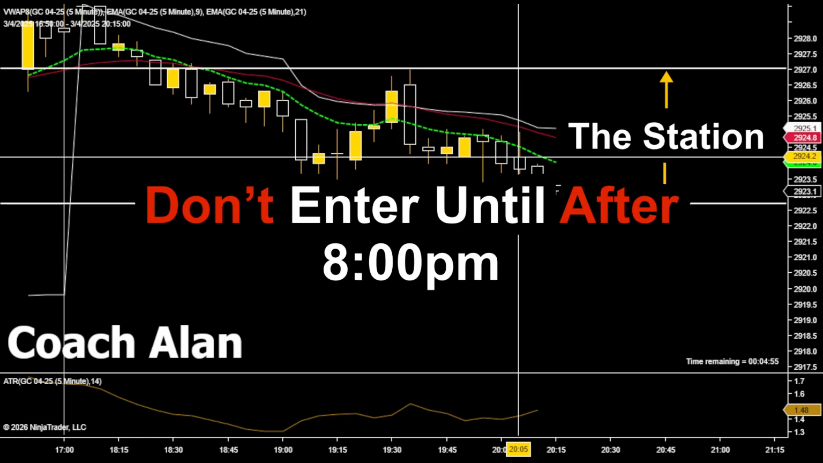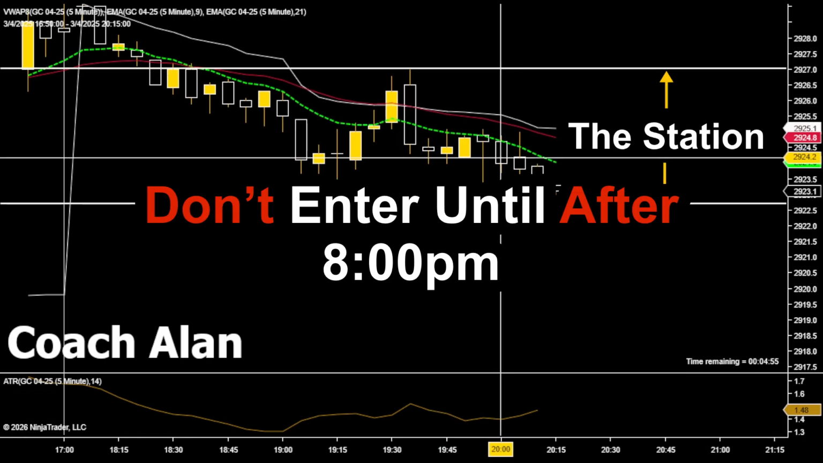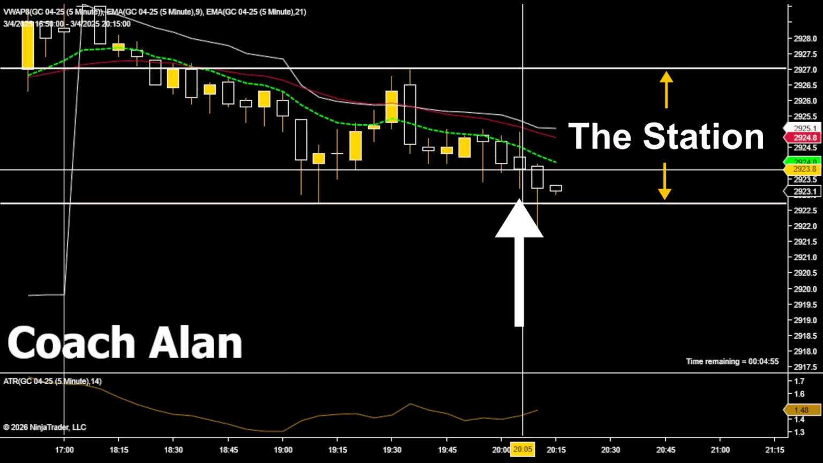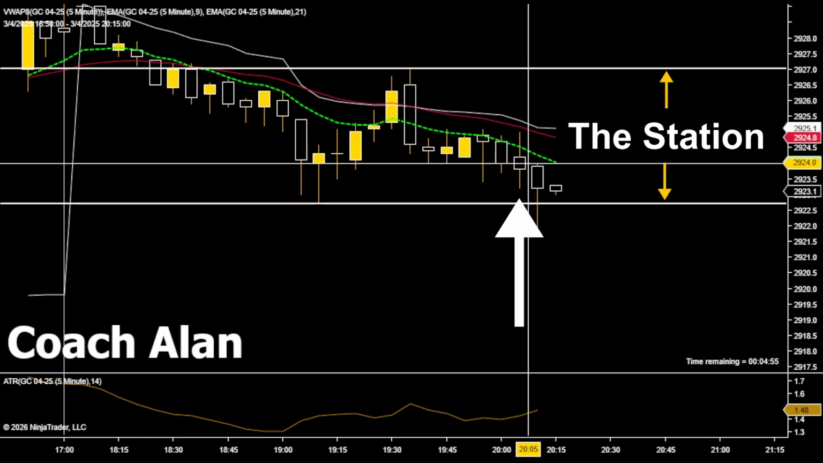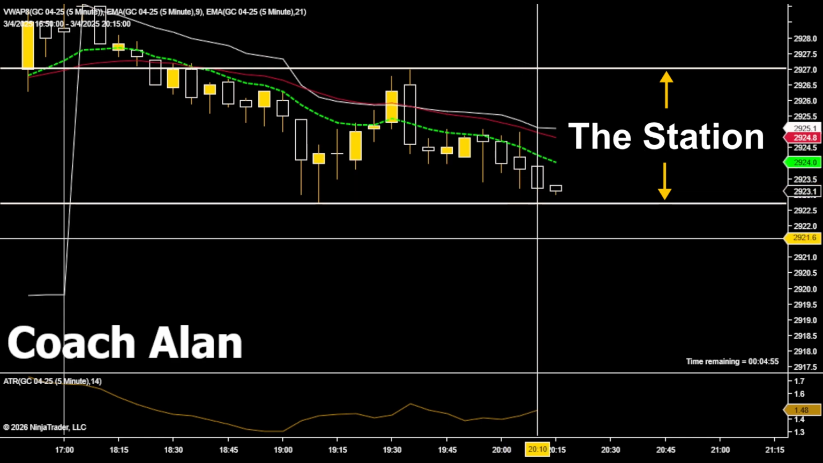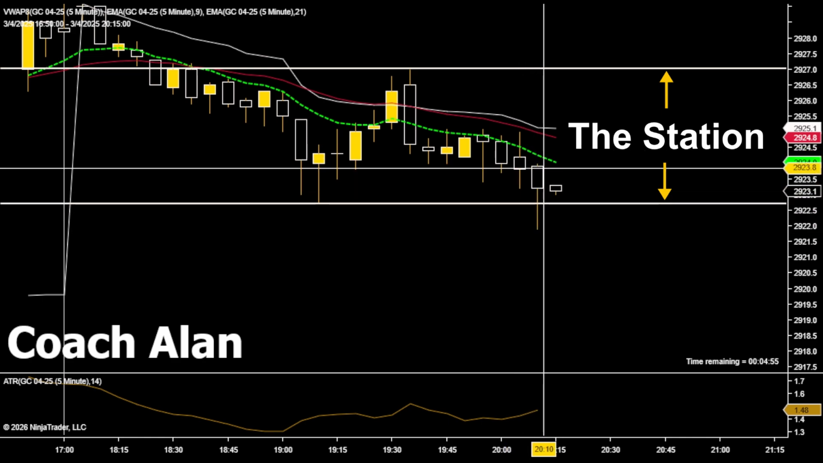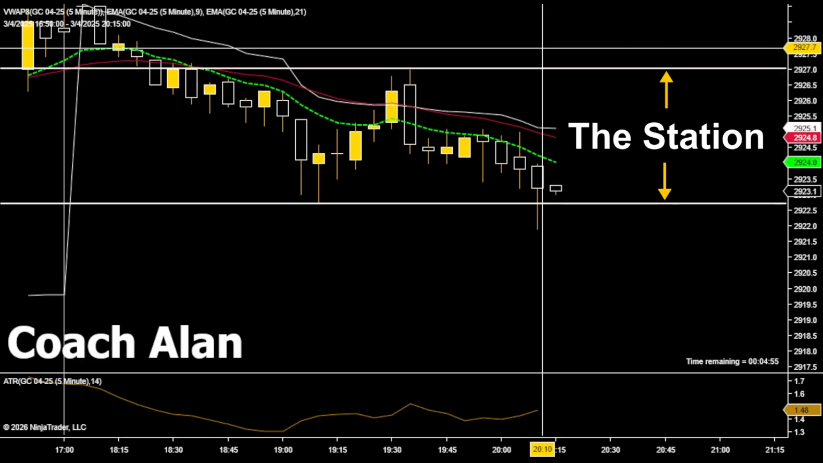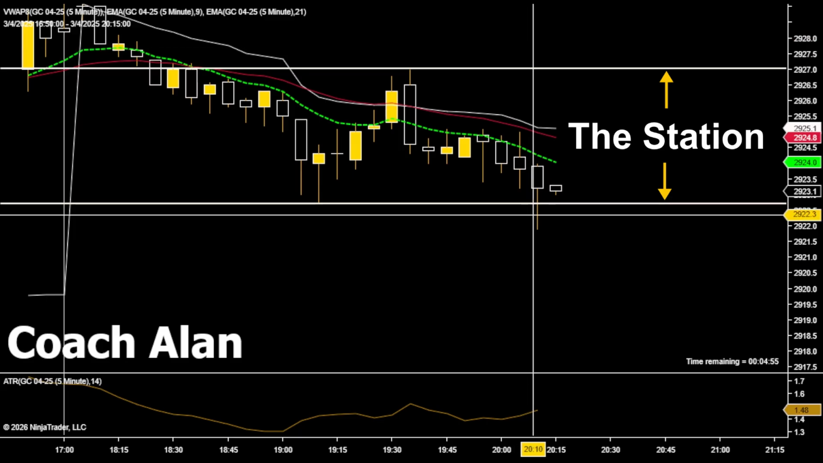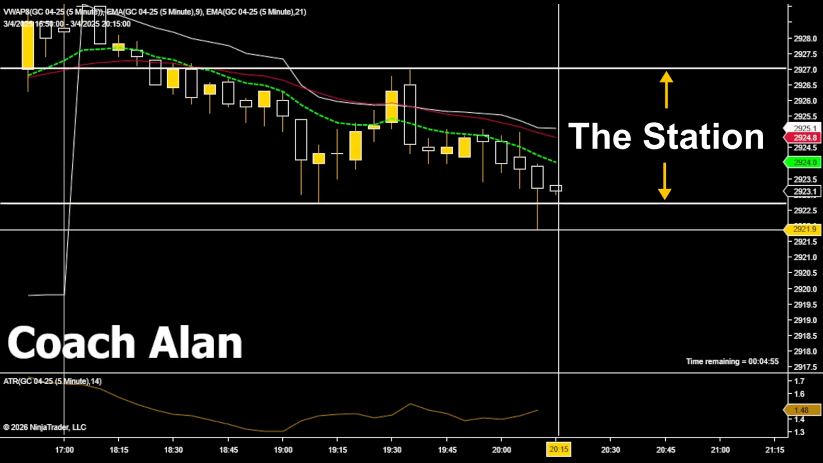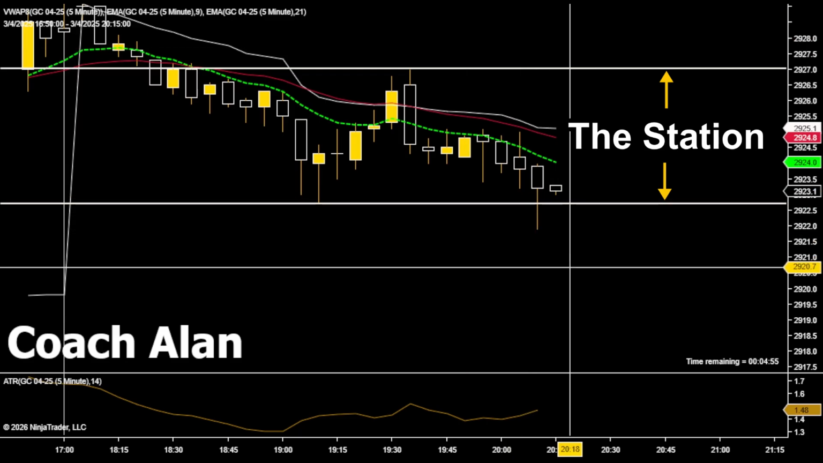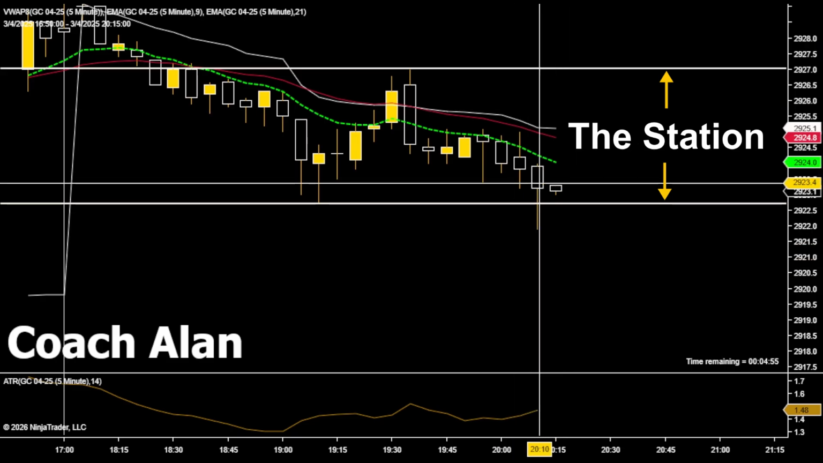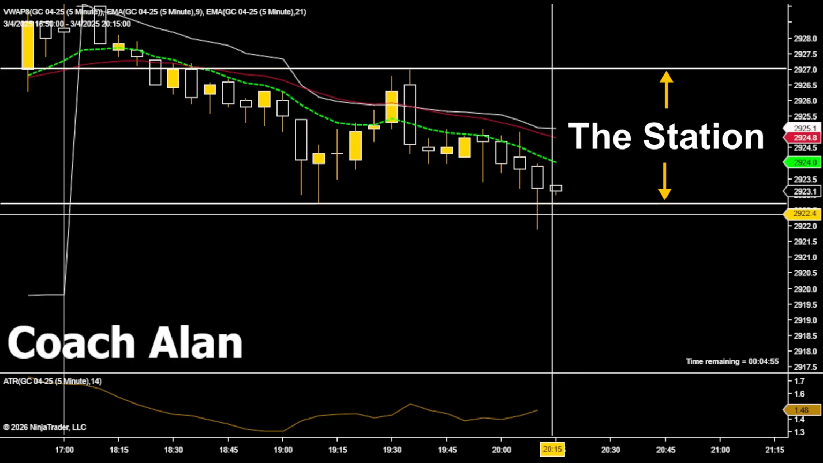Now here's the most important part. We don't actually enter the trade until after 8 o'clock. So we wait for the next candlestick, which is this 805 candle right here. What we are waiting on is for a candle to close outside of the station going down, or close outside of the station going up. Once we get a break and a close outside of either the top or the bottom of the station, then we make our entry on the next following candlestick. Right now, there's nothing going on. We're still inside of the station, so there's no trade to be made.